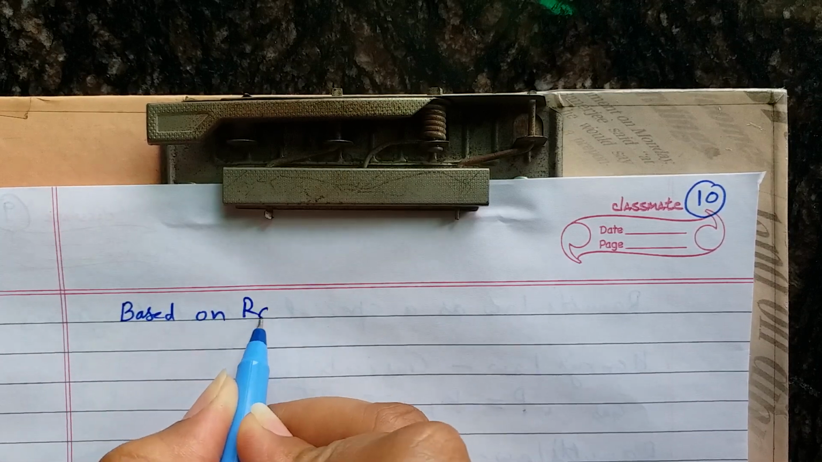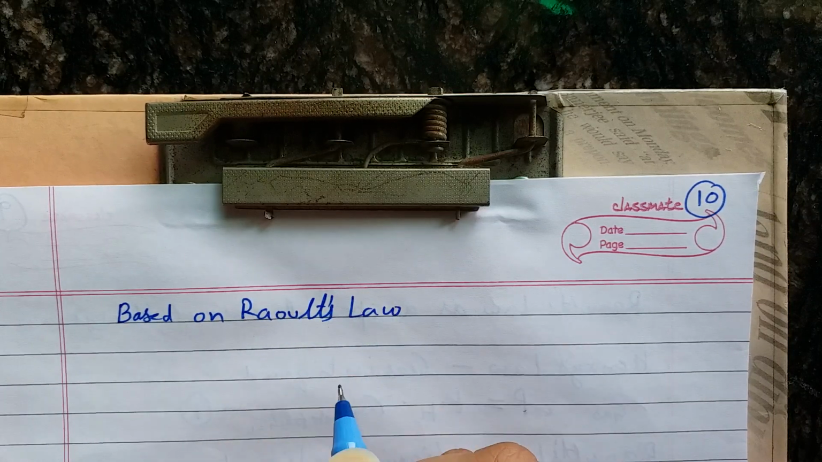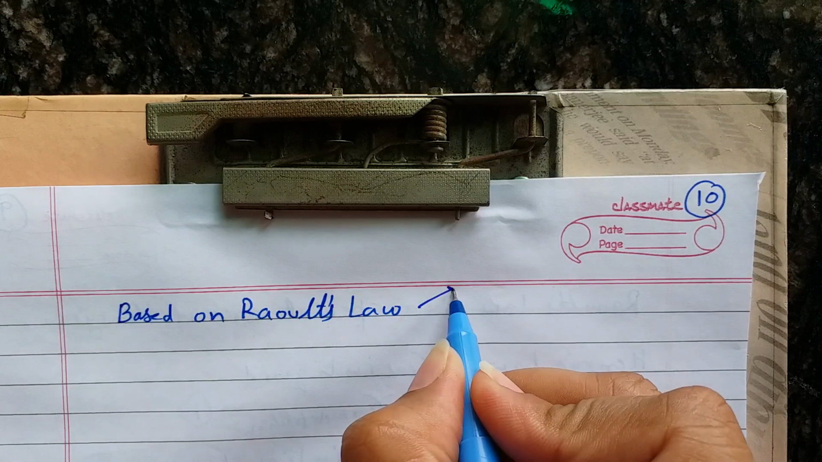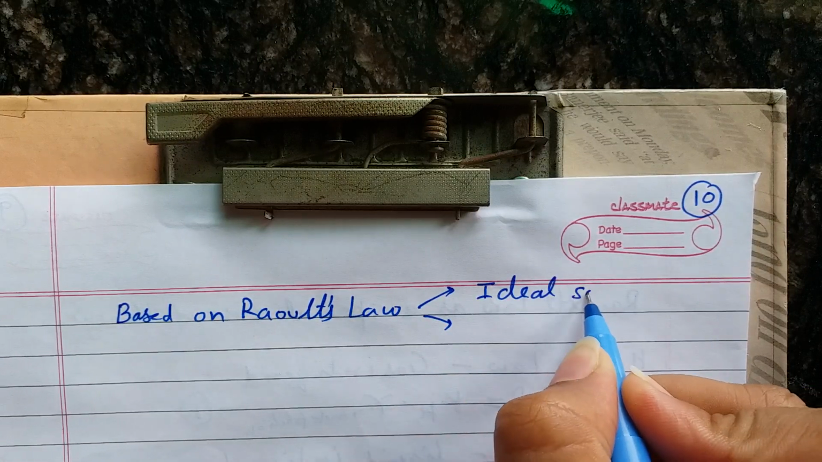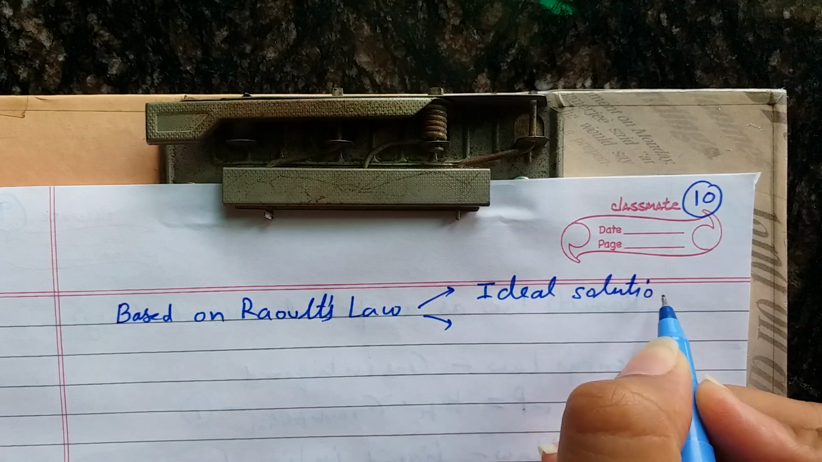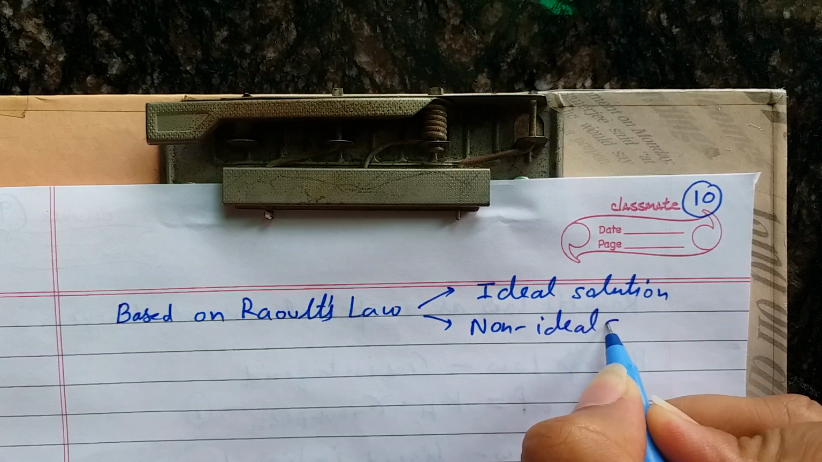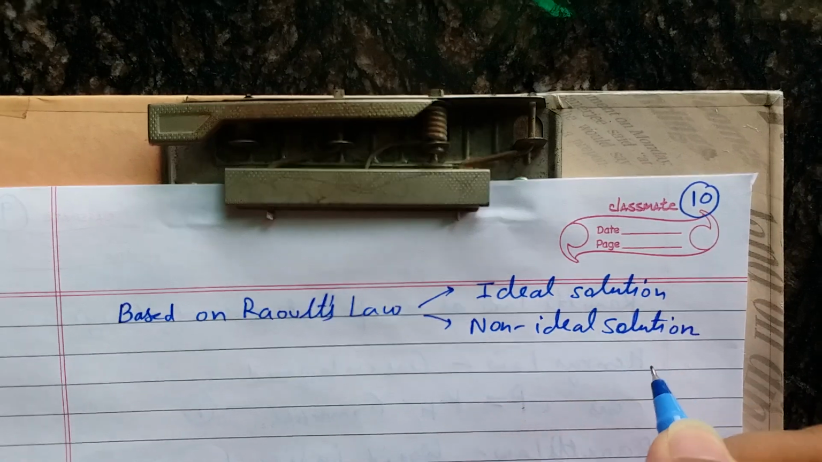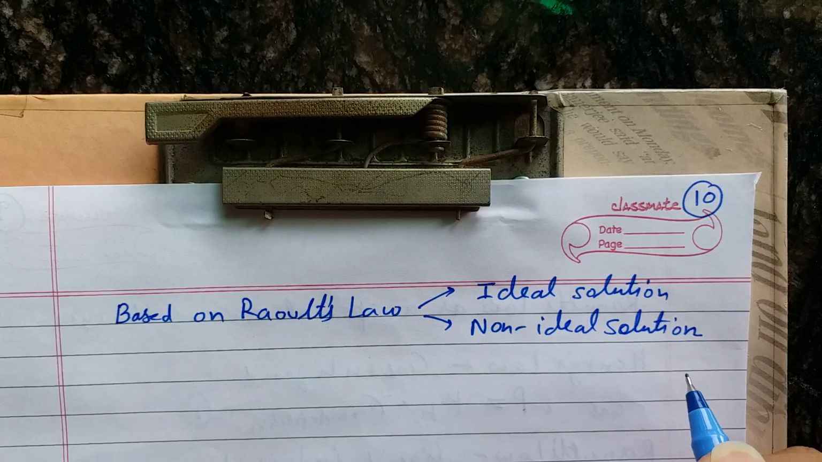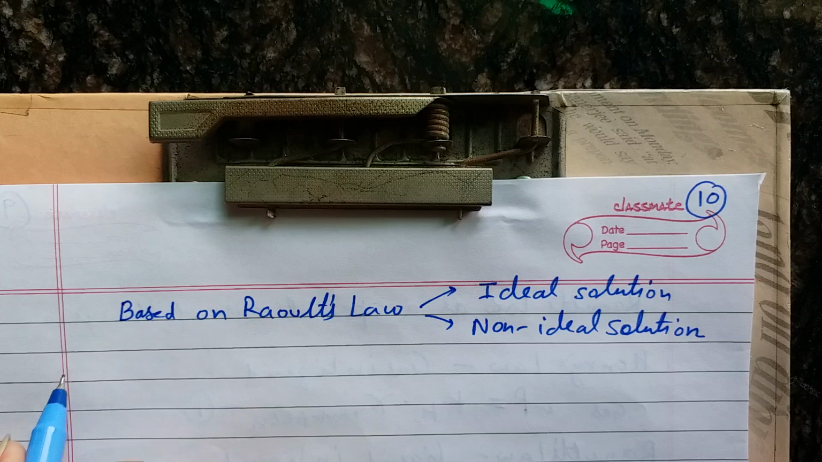Based on Raoult's law, there are two types of solutions. One, ideal, and two, non-ideal. So based on Raoult's law, there are two different types of solutions, ideal solutions and non-ideal solutions. We'll start with the first one, that is the ideal solutions.